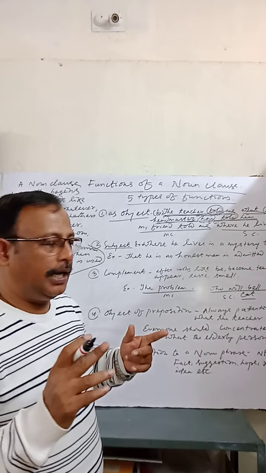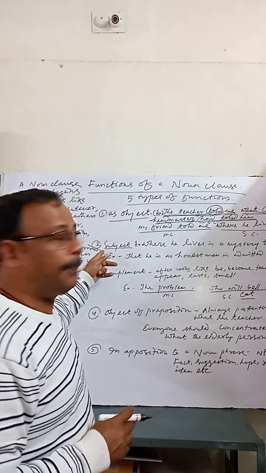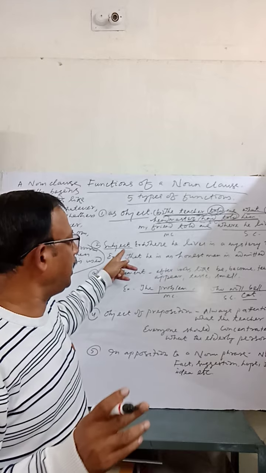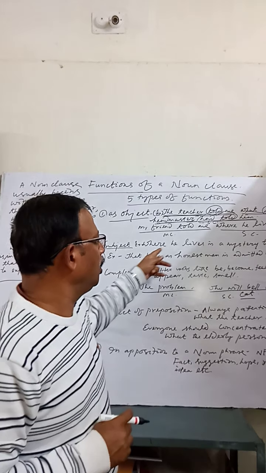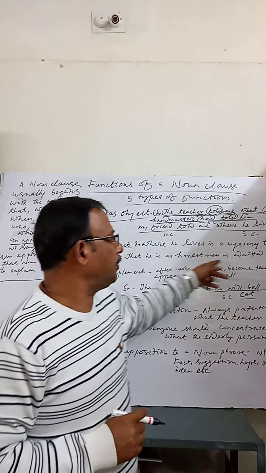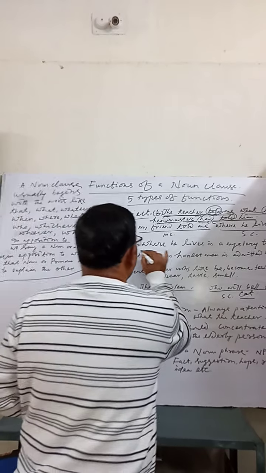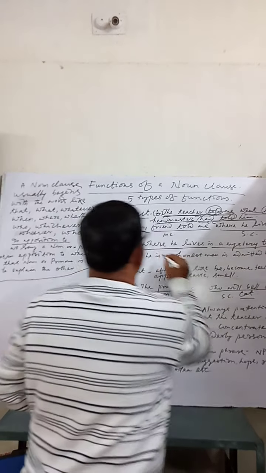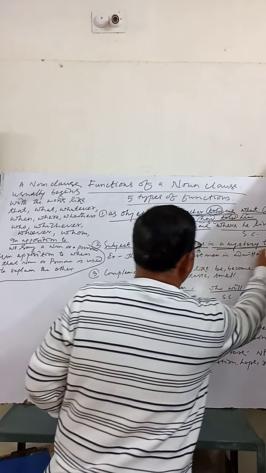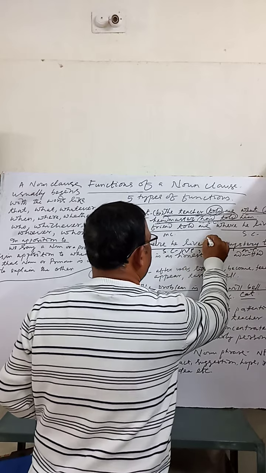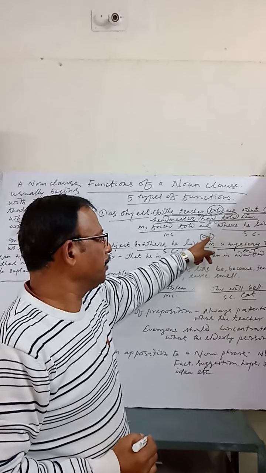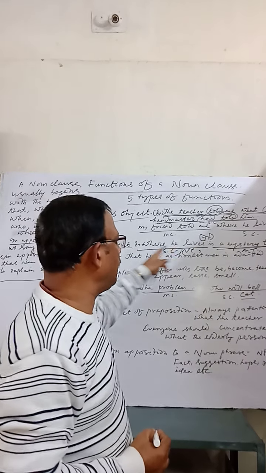Then come to the second one. That function is the subject. A noun clause plays the role of a subject also. Example: where he lives is a mystery to us. And another one: that he is an honest man is admitted by all. Where he lives is a mystery to us. Where he lives is a subordinate clause and it is a noun clause. Is a mystery to us is a main clause. Here we have omitted it. It can be used and it comes in the subject position. So it is replaced by where he lives.